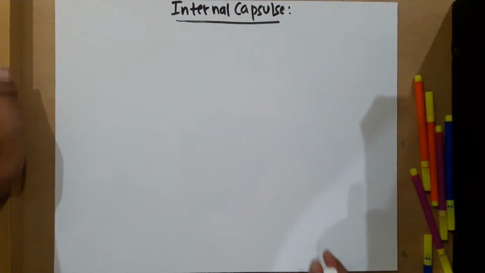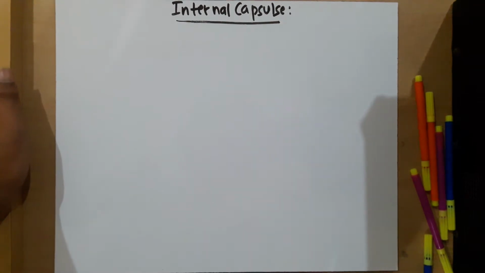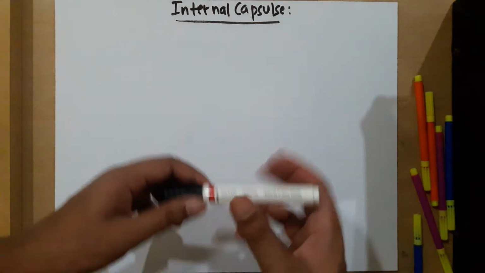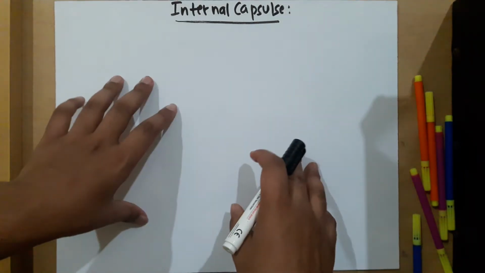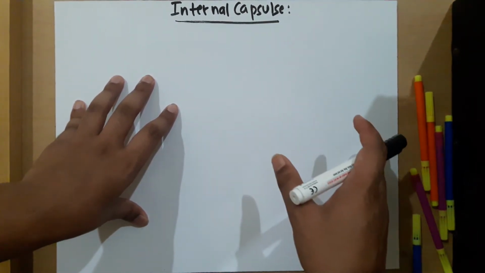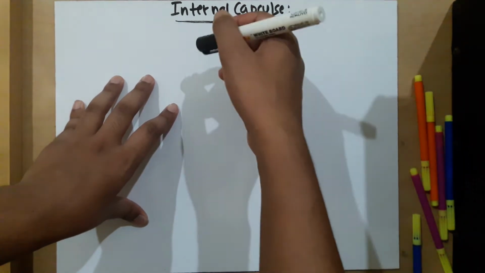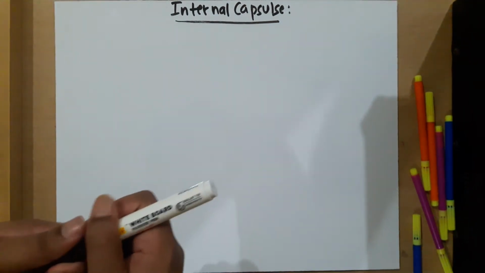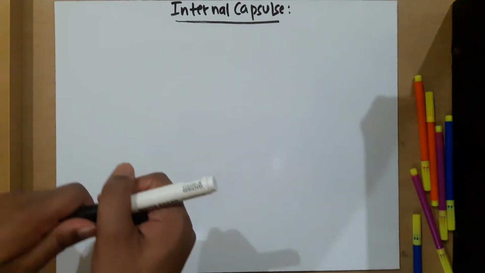If you have not watched our part 1 on internal capsule, please consider watching that video, because in that video we have discussed the features of the internal capsule, its boundaries, shape, and parts. In this video we shall discuss the fibers of the internal capsule. The link to part 1 will be in the I button, so consider watching that for continuity on the topic. So let's get started with the fibers.